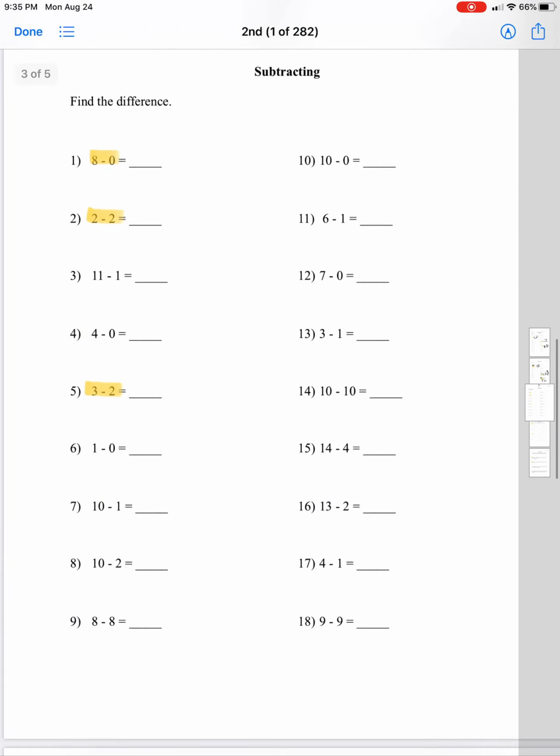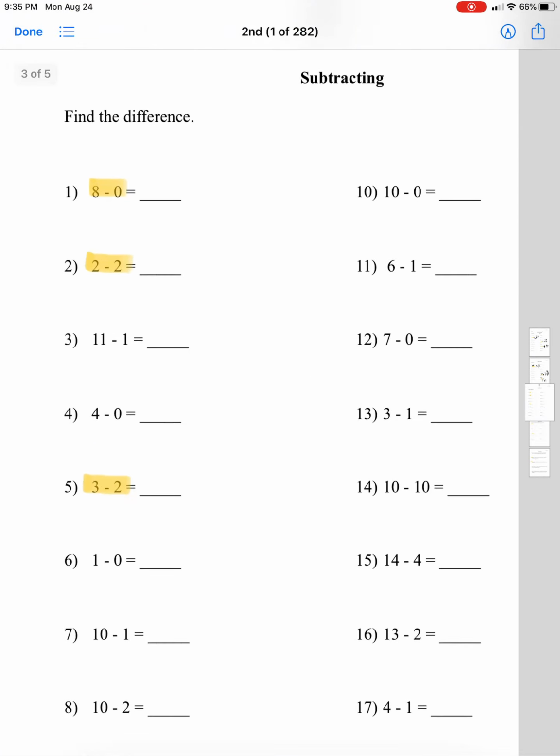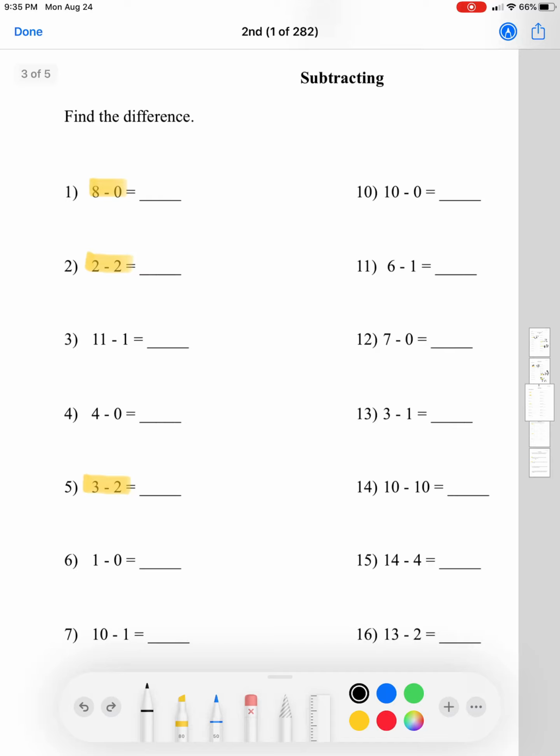Now we're going to subtract. We have 8 minus 0. So what we can think of it as is having 8 dots, and we're going to cross out 0 of them, basically none of them. So we're going to end up with the same number as we started with. So if you subtract 0 from any number, it's going to be that same number.